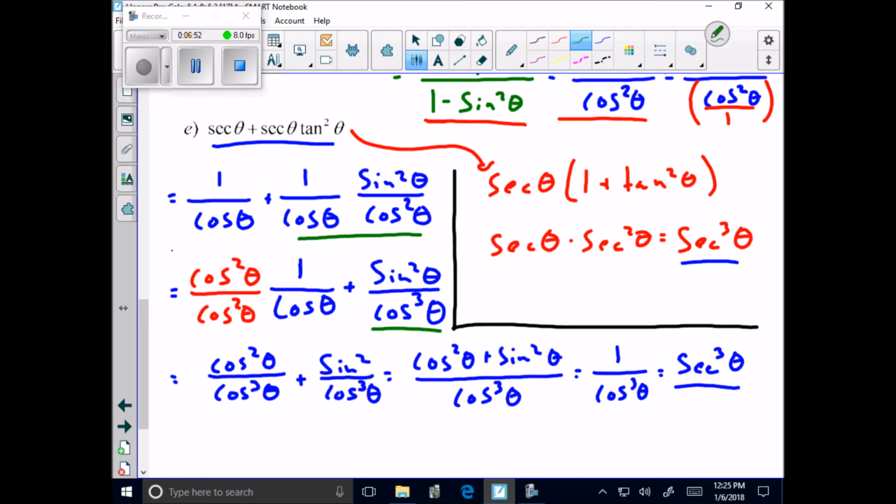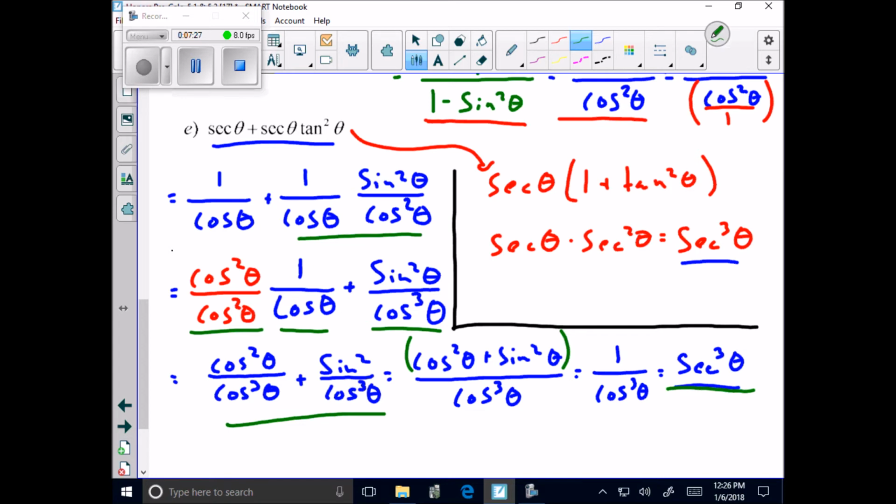Now, one thing I could do to condense this expression is make it 1 fraction. So if I multiply my 1 over cosine theta by cosine squared theta over cosine squared theta, I can get cosine squared theta over cosine cubed theta plus sine squared theta over cosine cubed theta. Now I've got common denominators, so I can write this as cosine squared theta plus sine squared theta over cosine cubed theta. This is our first Pythagorean identity, so cosine squared theta plus sine squared theta equals 1. And we've got 1 over cosine cubed theta, which gives us secant cubed theta.